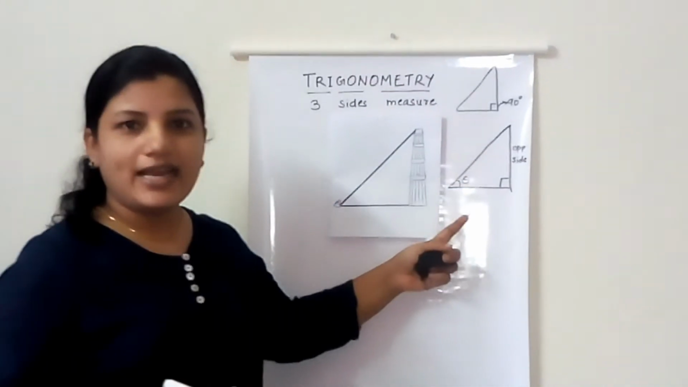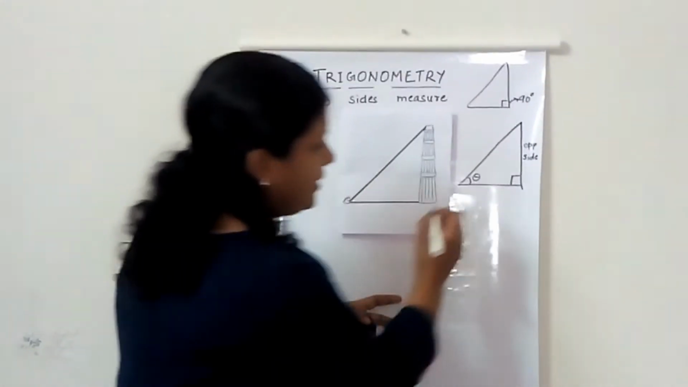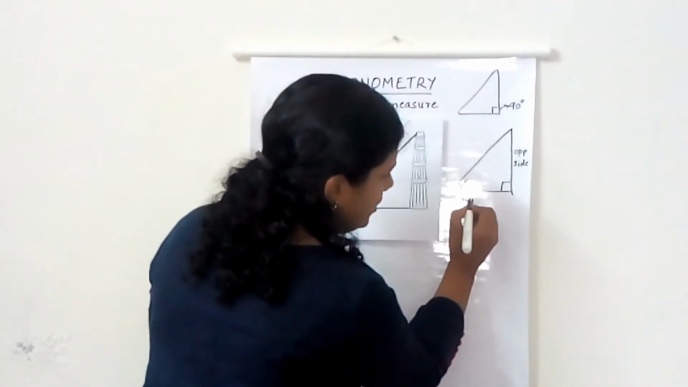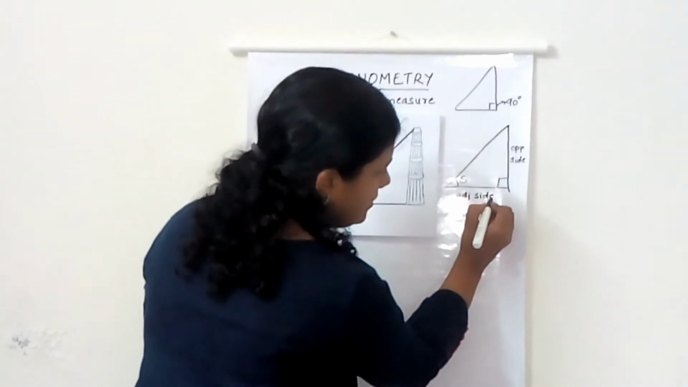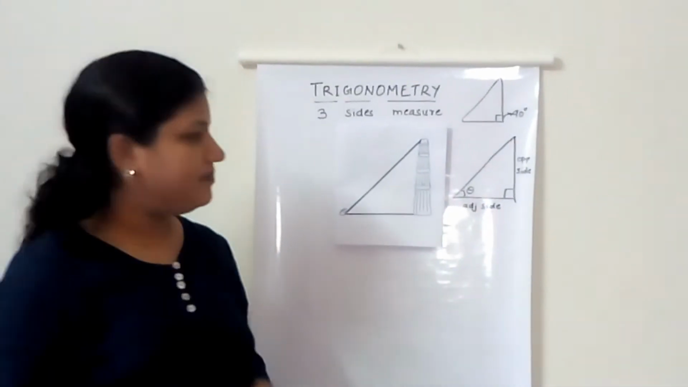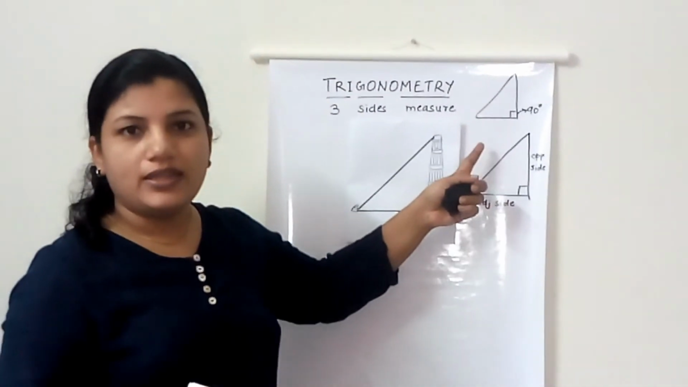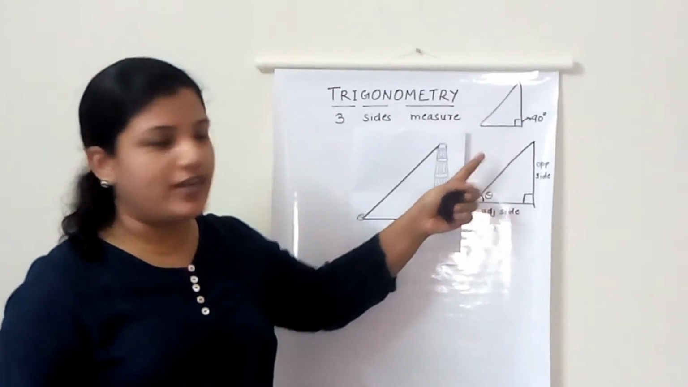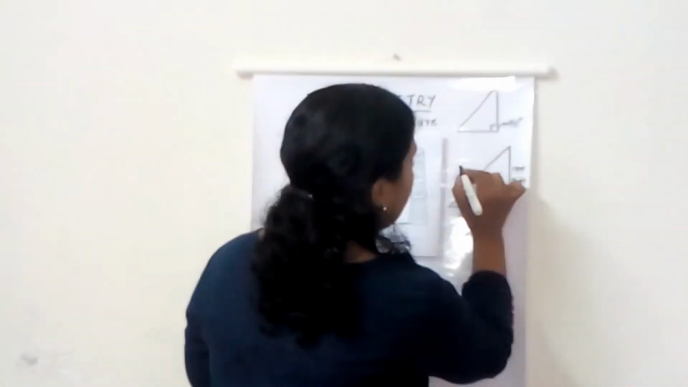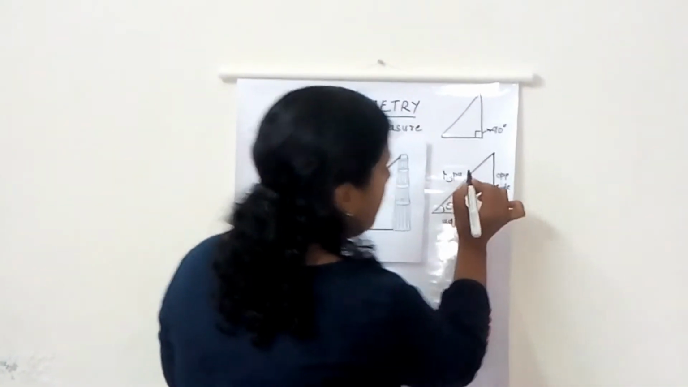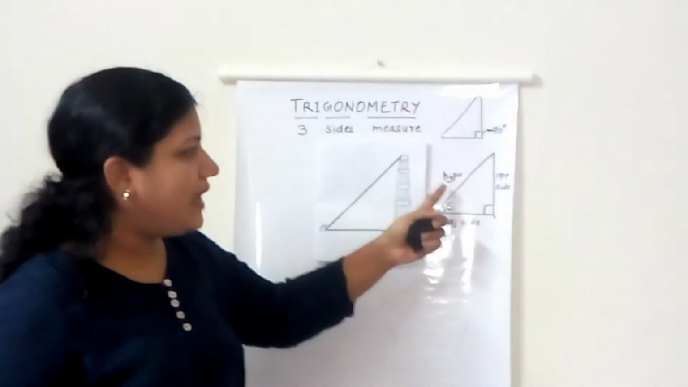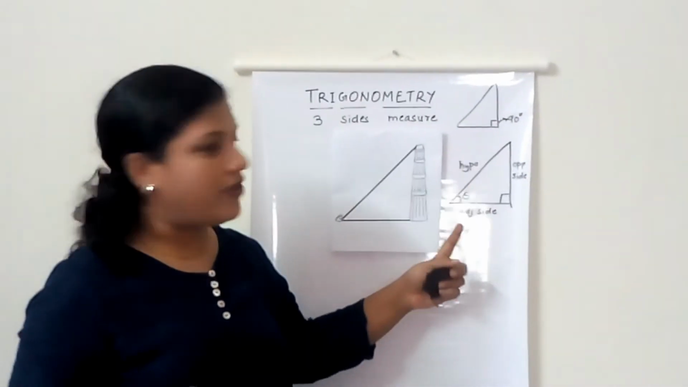Then the side that is next to theta is called the adjacent side. So that is your adjacent side. Adjacent just means the side that is next to it. And of course we know the hypotenuse never changes. The hypotenuse is always the side that is opposite to the 90-degree angle. That is the longest side of the triangle.